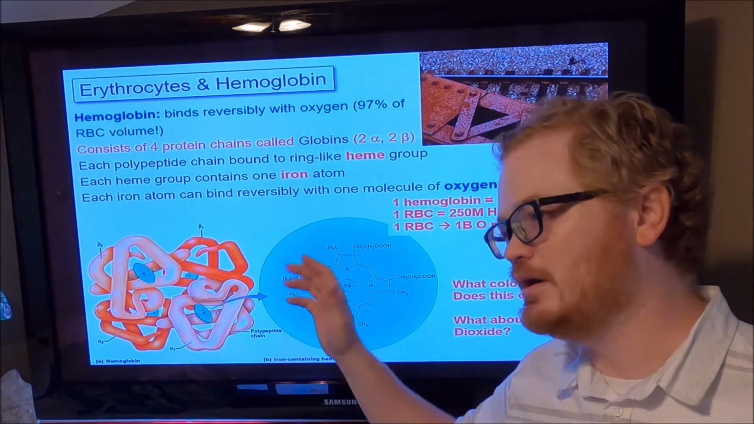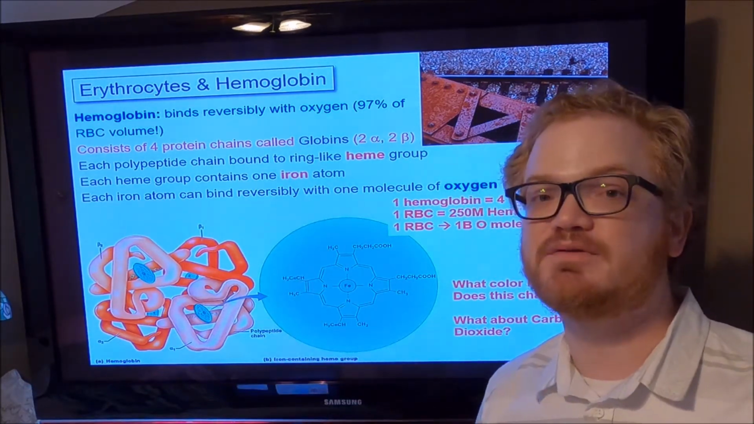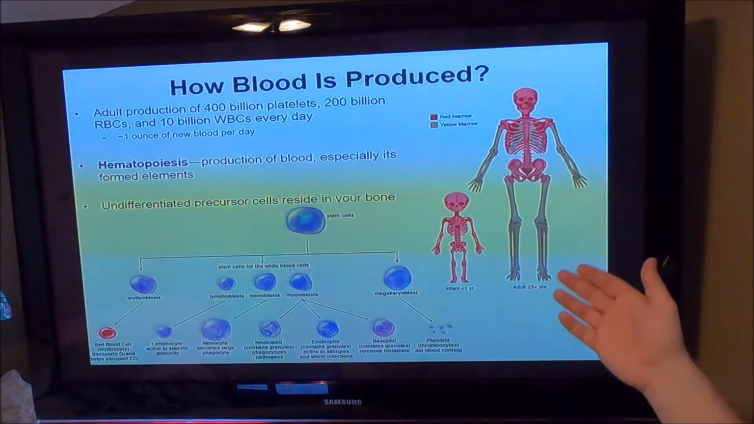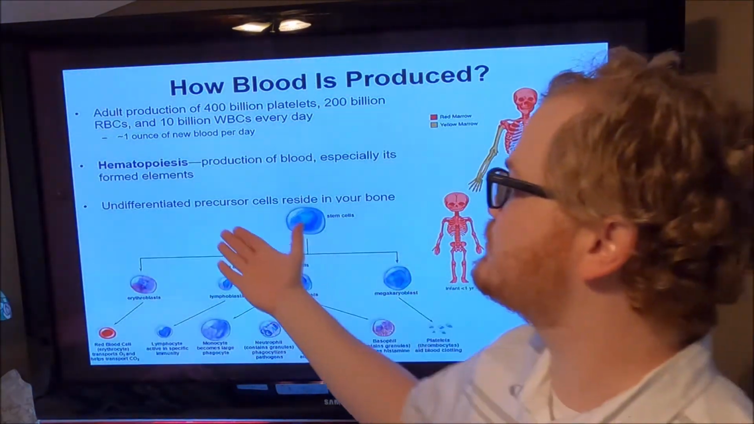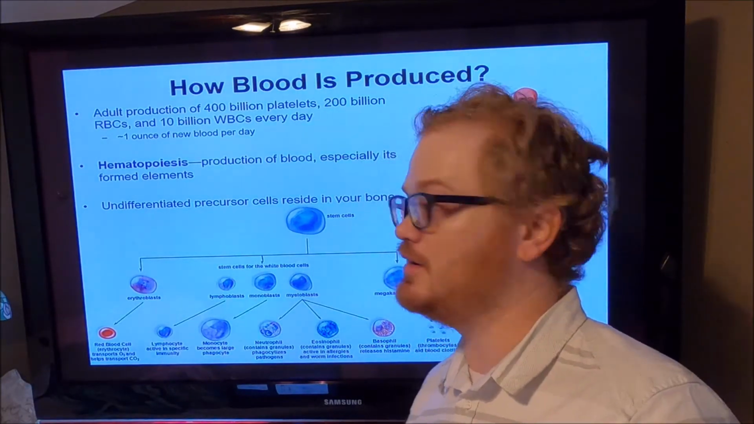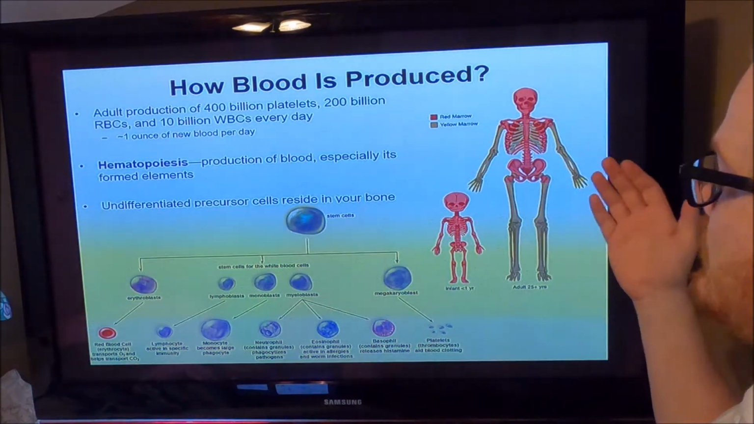No. Yeah, that'll do. In small amounts here, but most of it's carried in other ways. Perfect. All right, how is blood produced? And the answer is via a process we call hematopoiesis. Hematopoiesis is the production of blood cells. And this is all going to be done in your red bone marrow.